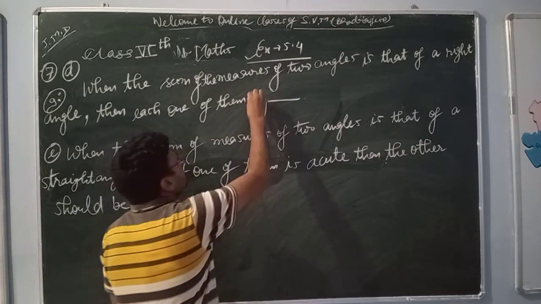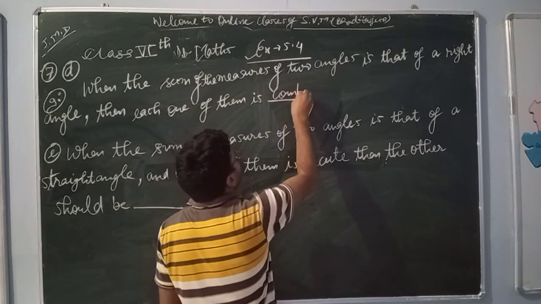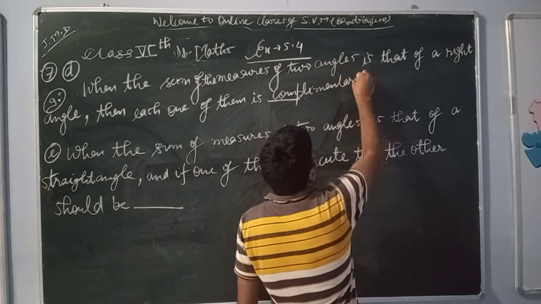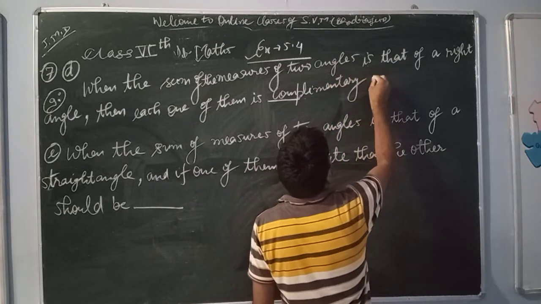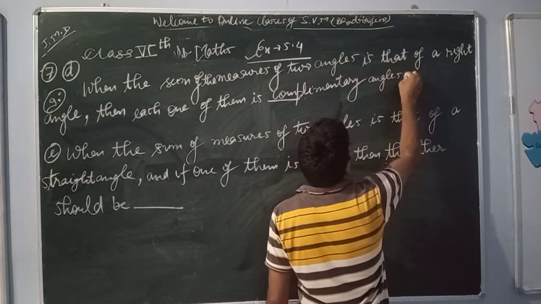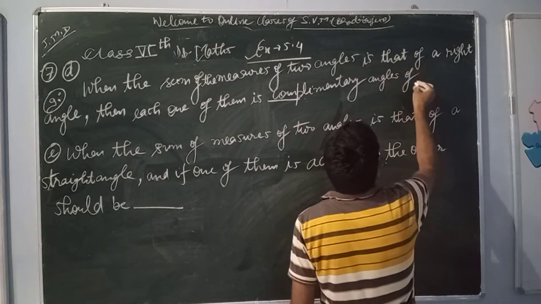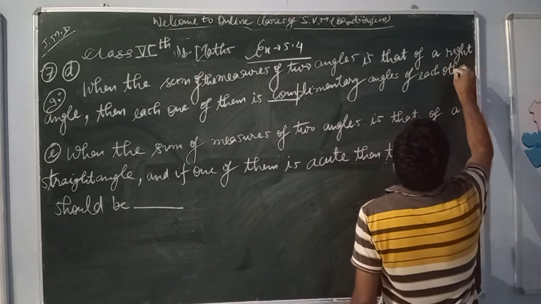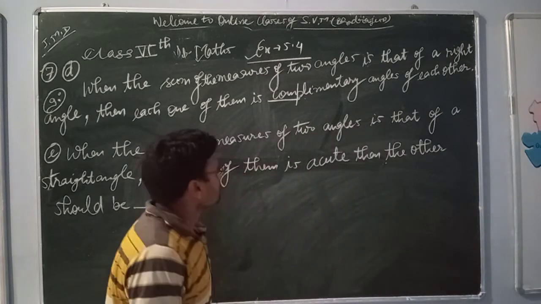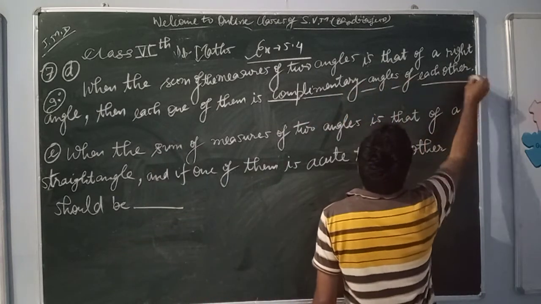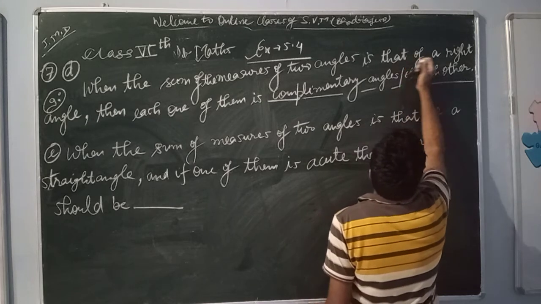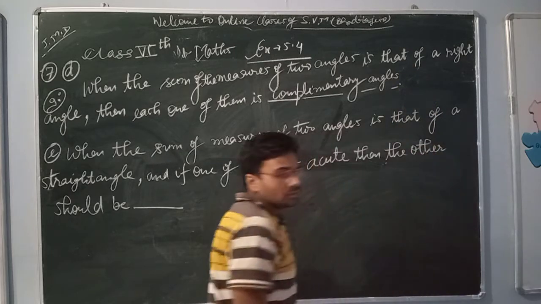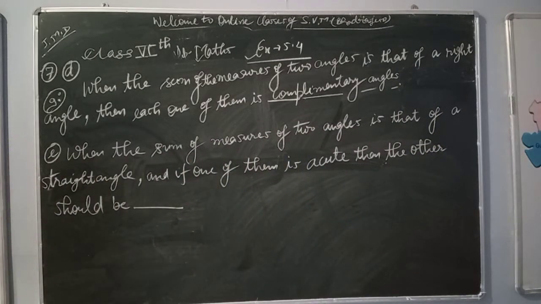So here we write complementary angles of each other. What I am going to write, complementary angles, okay, of each other is already given in our question. So the answer is complementary angles. Now our E part is what?